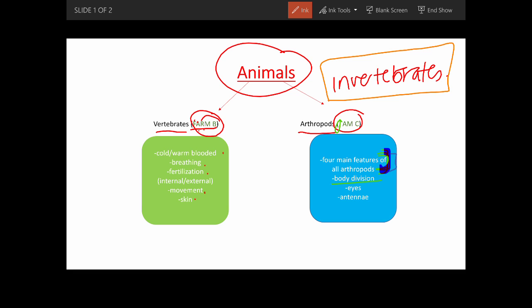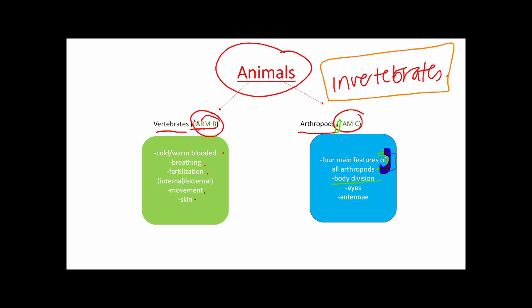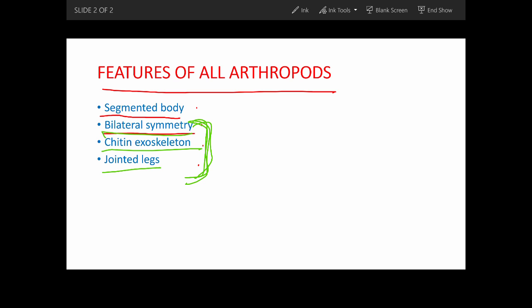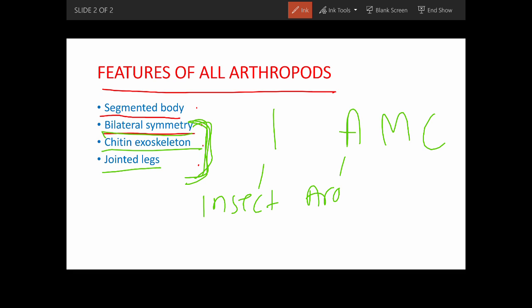I didn't make it a separate slide for it, but I'll explain it on the other slide. There's space here. Okay, so you have I, M, C. This is insect, arachnid, myriapod, and crustacean.